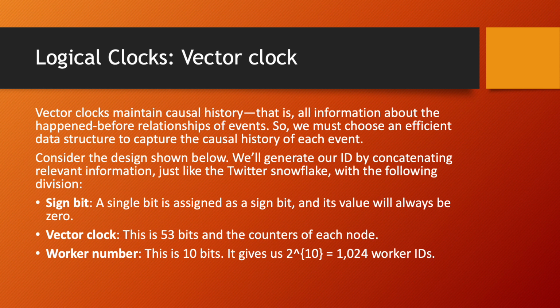Now, vector clocks maintain causal history, that is, all information about the happens-before relationship of events. So we must choose an efficient data structure to capture the causal history of such events. Consider the design shown below. We'll generate our IDs by concatenating relevant information, just like Twitter Snowflake. So we'll have a sign bit, that is a single bit, and its value will always be 0. Vector clock, 53 bits, the counter of each node. Worker number, which is 10 bits, which is around 1000 worker IDs.